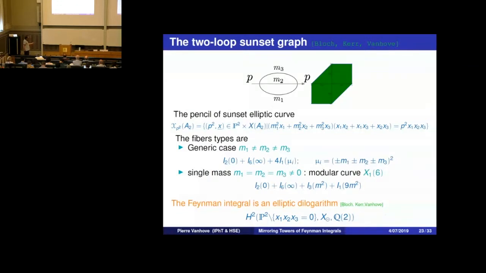So actually this one is very nice because it's in the Beauville classification, and it's a modular curve, X16. And what we showed with Spencer is that the Feynman motive is just equivalent to this, which is, once you see it, exactly the motive of an elliptic dilogarithm. So that's easy. That was the easy one.